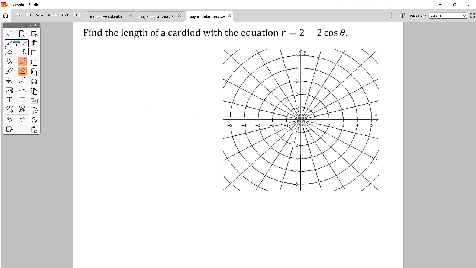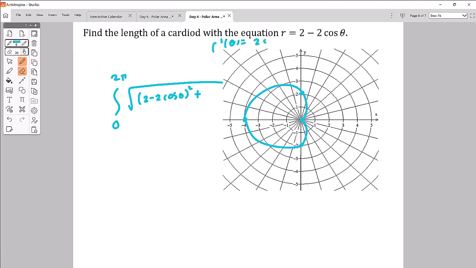So for a problem like this, we have a cardioid, r equals 2 minus 2 cosine theta. We're going to find the length around that cardioid. So we'll do the integral from 0 to 2 pi, because that's the distance around the cardioid, of the square root of r, which is 2 minus 2 cosine theta, squared, plus the derivative r prime squared. That's going to be just 2 sine theta.